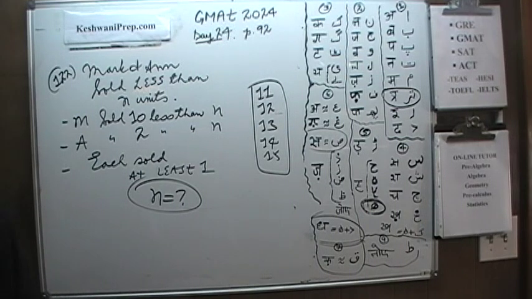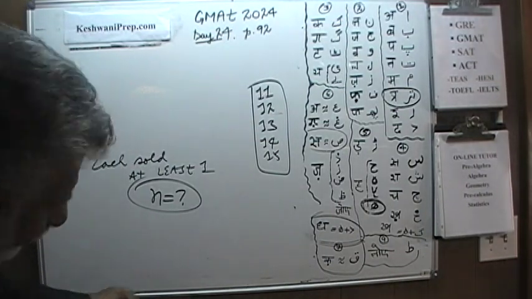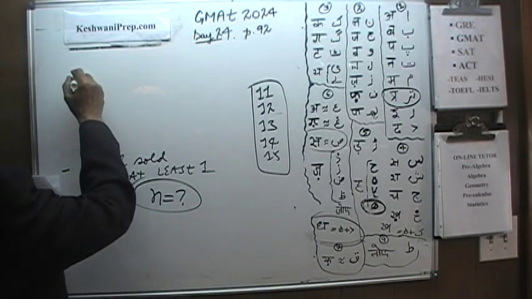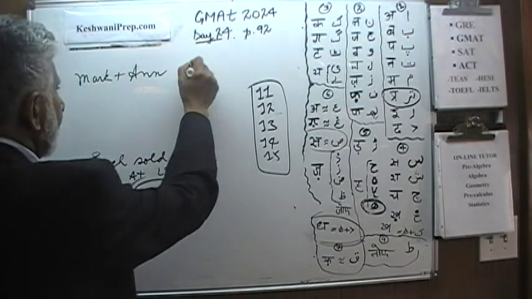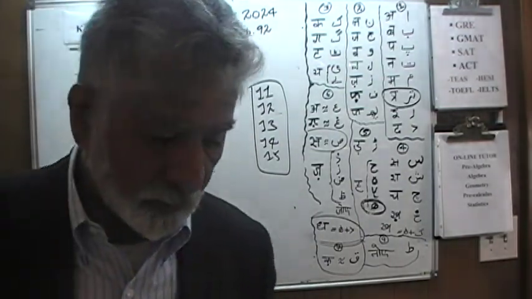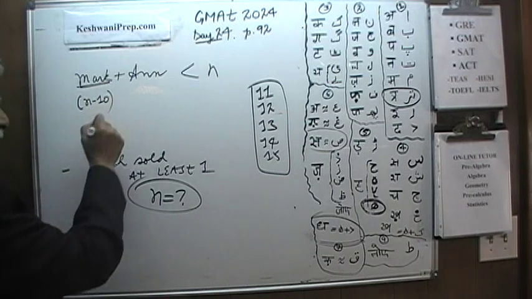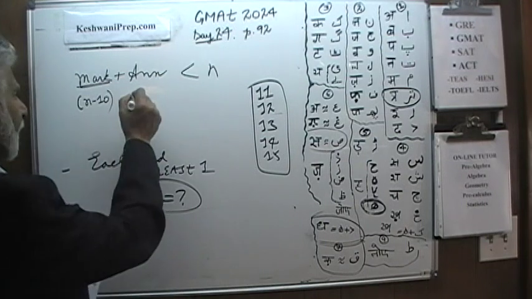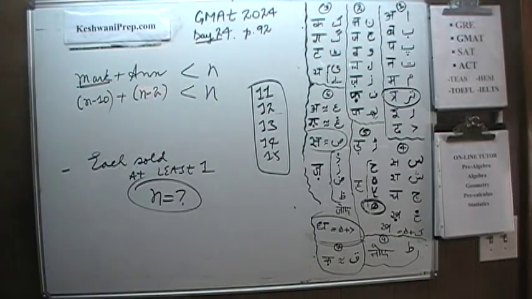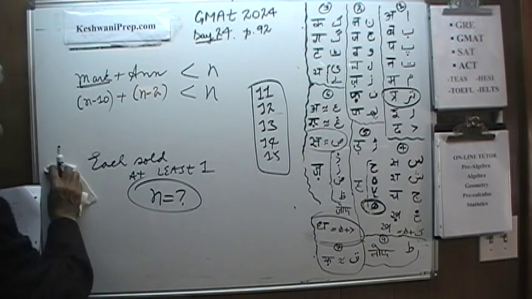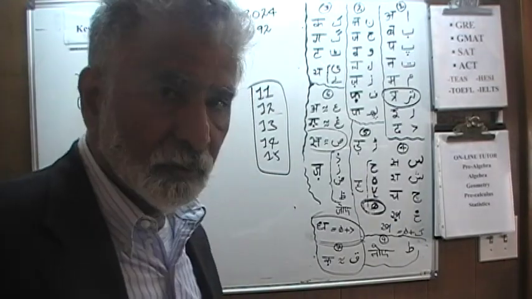Let's see what we can do. We need the room, obviously. So we know that the number of units that Mark sold and the number of units that Anne sold has to be less than n. We were also told that Mark sold 10 less than n. So the quantity that Mark sold can be represented as n minus 10, because that's what we are told, that he sold 10 less than n. We are also told that Anne sold 2 less than n. There you go, that's our inequality. All we have to do is solve the inequality and find out which of these five values would work.